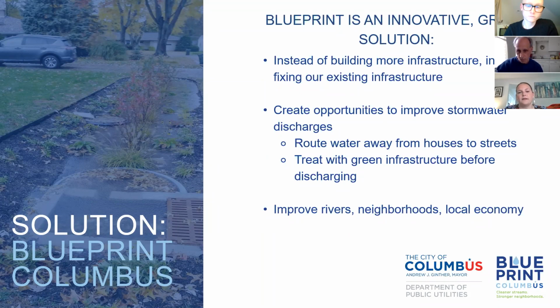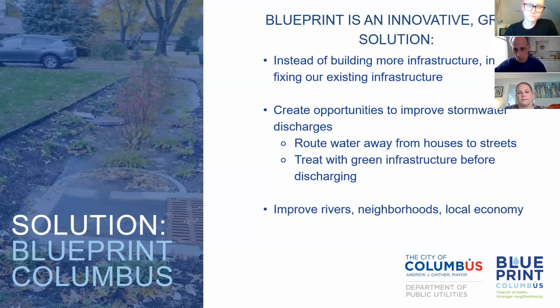People ask us often, why don't you just build bigger pipes so they can carry all of that sanitary water and the rainwater together? But we felt like that was just a band-aid to the problem, and we wanted to go to the source of the problem and fix it by investing in our existing infrastructure and sealing it up, fixing it like new, and also creating opportunities to improve the stormwater that does make it to the river and the stream. So we're doing this in routing water away from our house to the street and then treating it with green infrastructure before it gets to the rivers and streams. This way, we're improving our rivers and the water that we eventually will use again for drinking water.